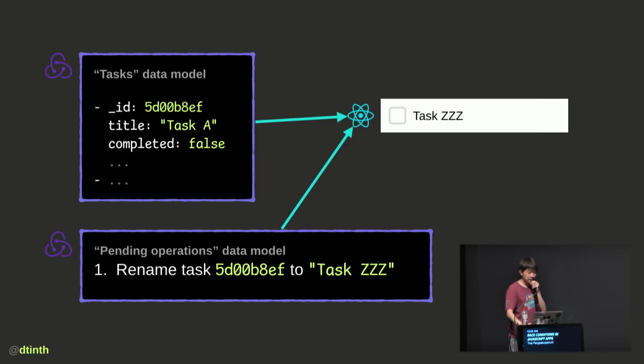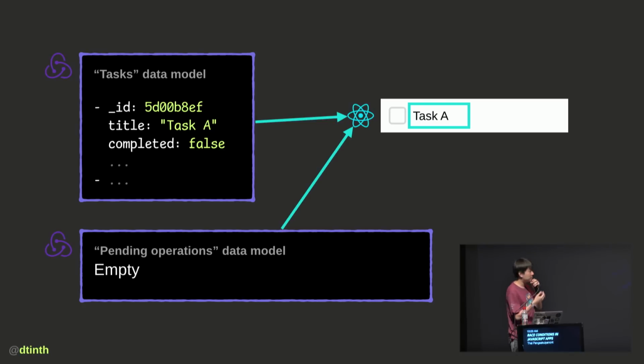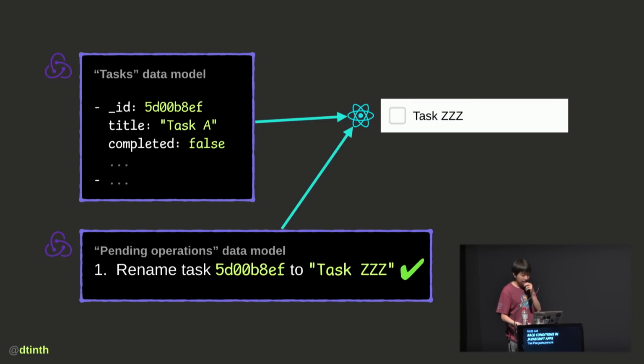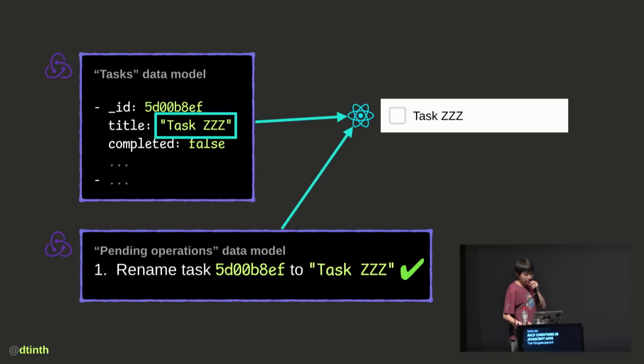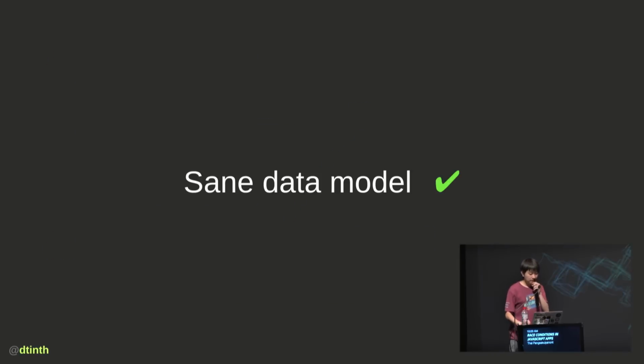And that could work because if the operation fails, the data model would be left alone and the UI will revert back. But if the operation succeeded, the ground truth will be updated first, then the operation will be removed from the list. And from the UI perspective, nothing changed. So now we have a data model that allows us to do optimistic updates without driving us insane.